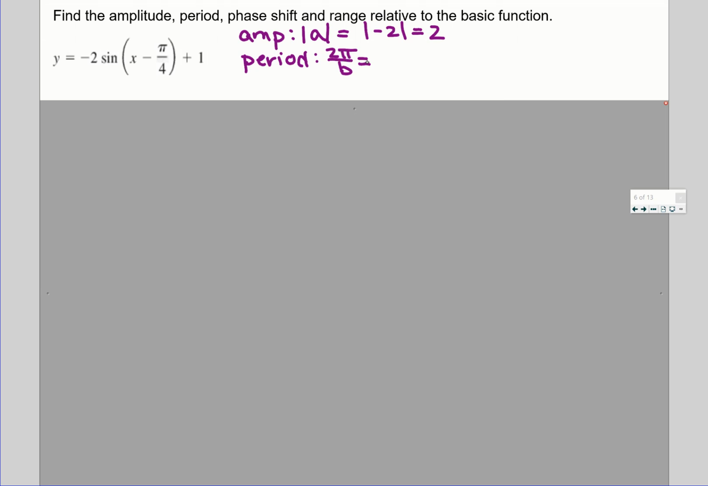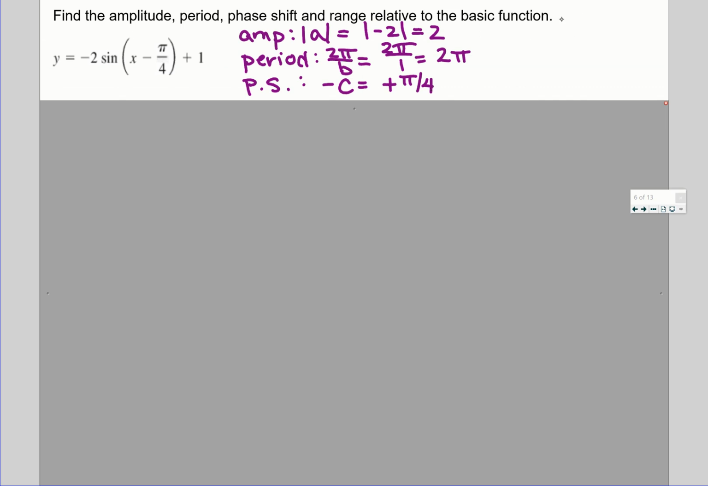Now, b is the number that's in front of the x. What number is in front of the x? A 1. So 2 pi over 1. That b represents a horizontal stretch or shrink that's happened, which there isn't one, which means my period, the width of my wave, has not changed. Next thing you need is your phase shift. Phase shift is the opposite of c. C is the number that's added or subtracted onto your x. So here it's positive pi over 4, which represents a shift to the right, pi over 4. So that's another way you could word that.